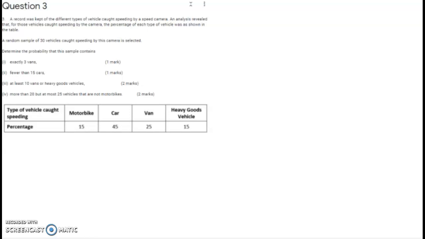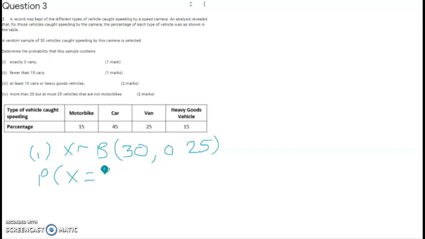A random sample of 30 vehicles caught speeding by the camera is selected. Then we're asked to determine some probabilities. For part I, we are asked to determine the probability that the sample contains exactly 3 vans. Let's start by thinking about our distribution. It's a binomial distribution, n is 30 and p for vans is 0.25 from the table. It's asking for the probability that x equals 3.